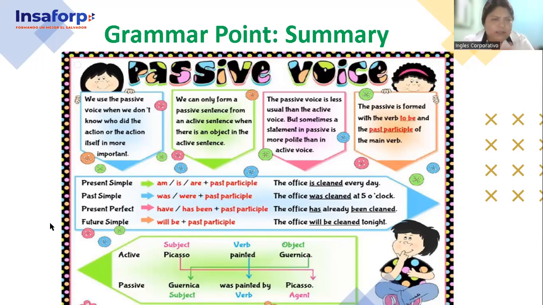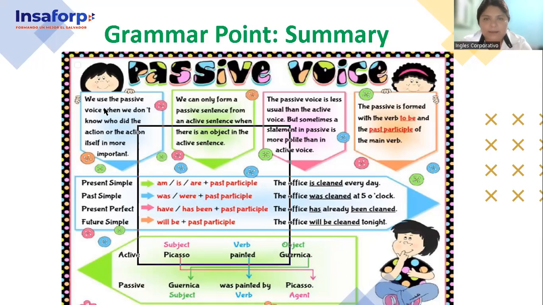Okay, so let's look at the structure. Look at this. We have verb to be in the simple present tense, is and are, plus a participle form, right? The example. Let's see the example, volunteer. Vamos a ver quién nos ayuda ahí con el ejemplo. Karen, the office.